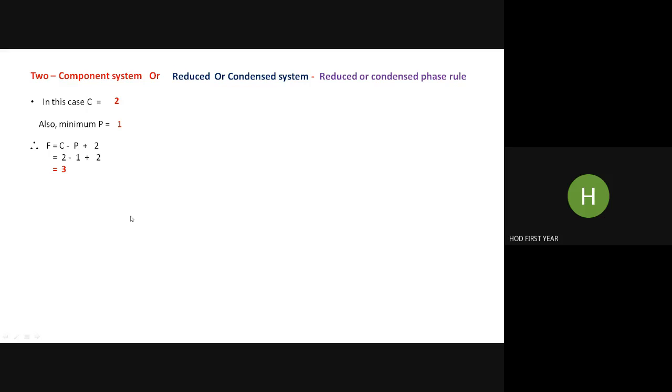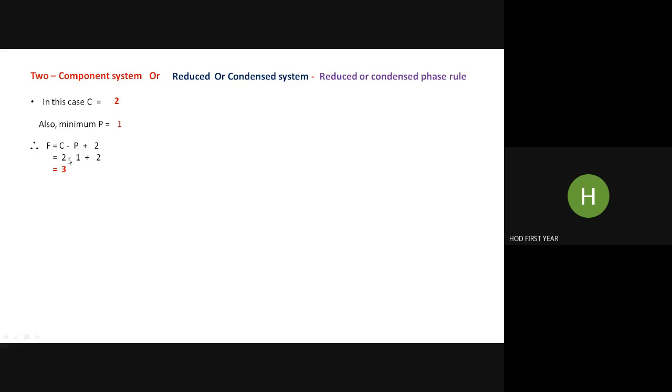See, according to definition of degrees of freedom, what is degrees of freedom? It is the minimum number of independently variable factors such as temperature, pressure, and concentration of phases, which must be fixed in order to define condition of system at any point. We said this earlier, right?